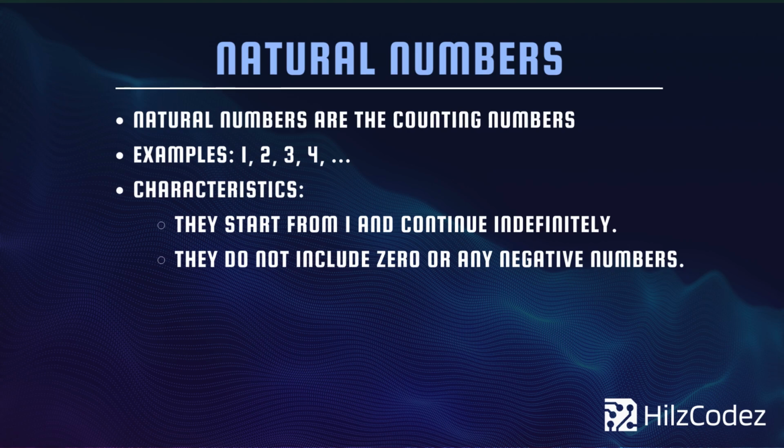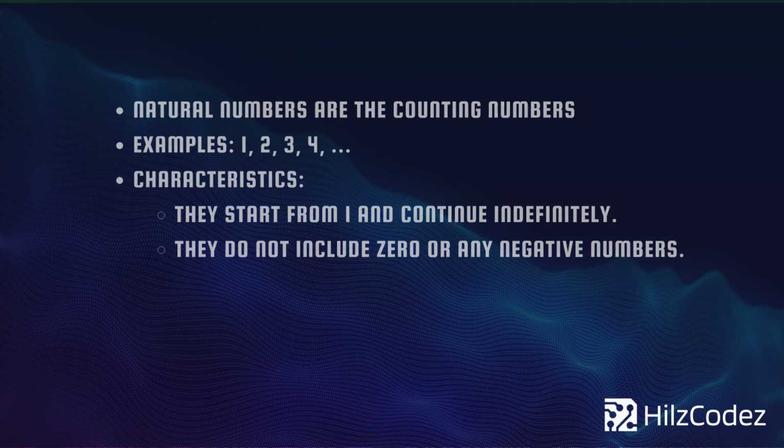Now, let's talk about some key characteristics of natural numbers. Firstly, they start from 1 and keep on going, stretching out into infinity. There's no end to the natural numbers, they just keep on marching forward. Secondly, natural numbers don't include 0 or any negative numbers. They're strictly positive numbers, always moving forward, never looking back.